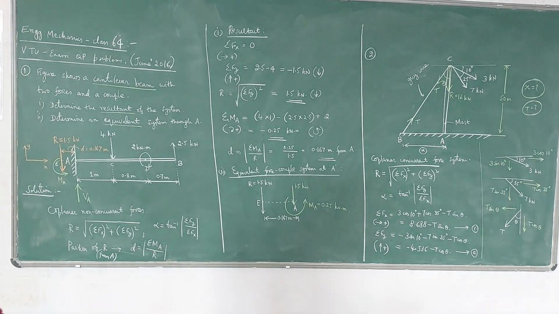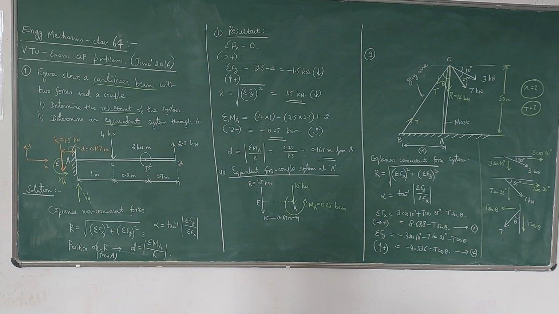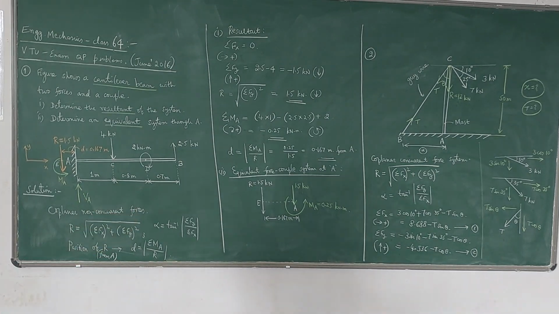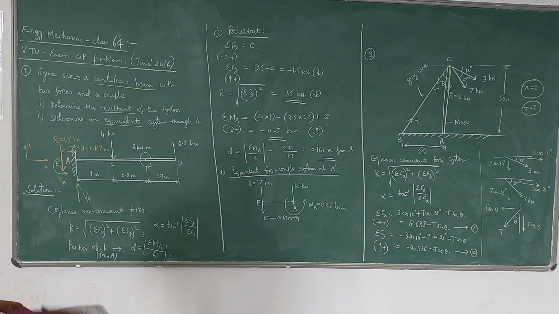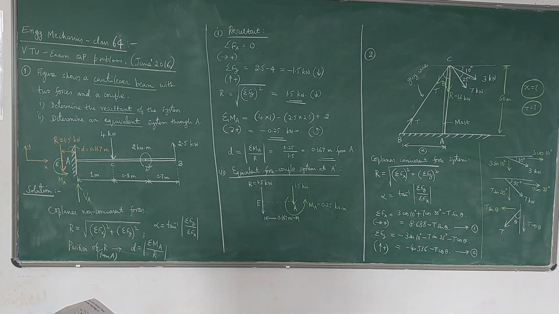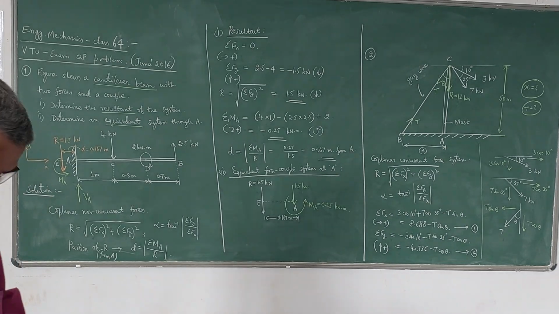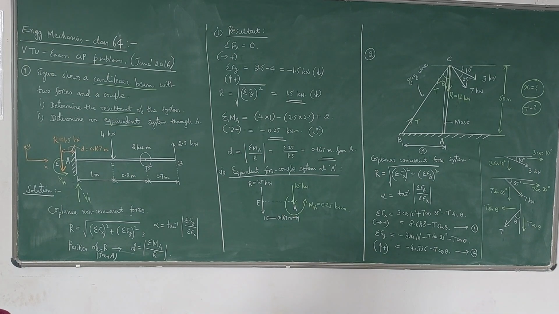After writing those two equations, we can solve for the unknowns. Both we can solve, for T and theta. Once we get T and theta, then x can be found. So finally we are interested in finding the value of x. So let me do that now.